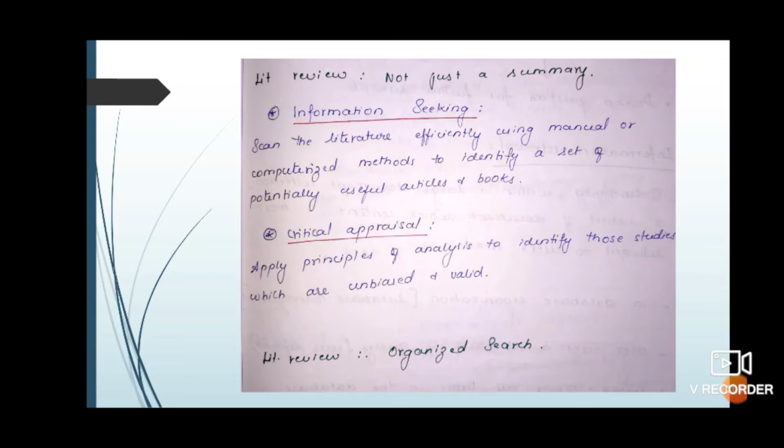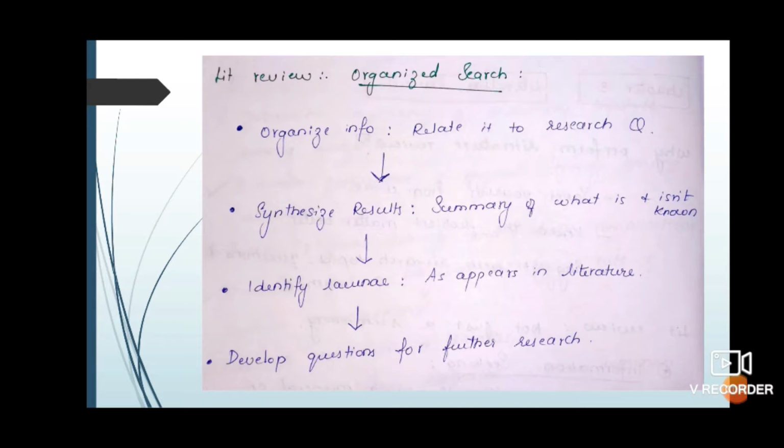And so a literature review is an organized search. This includes first organizing the information, relating it to the research question, and then synthesizing results, like creating a summary of what is and what is not known. Then we have to analyze and identify the lacunae, or the lack of knowledge, from the literature we are getting, and then frame a research question for further research.